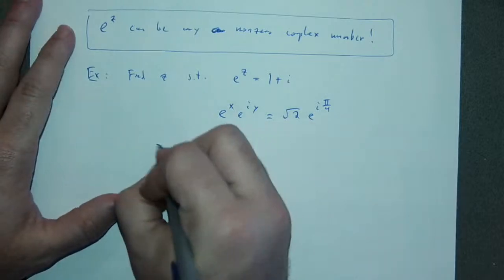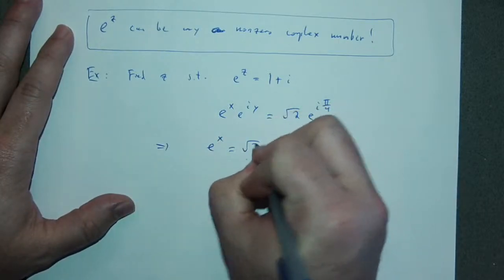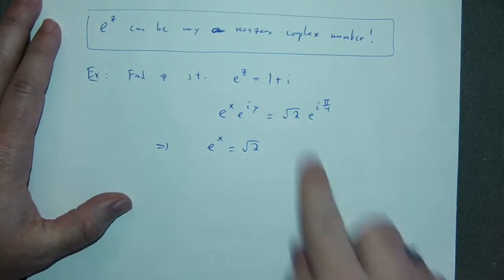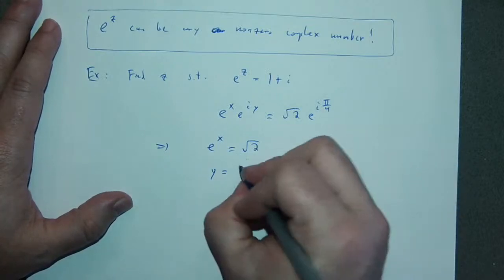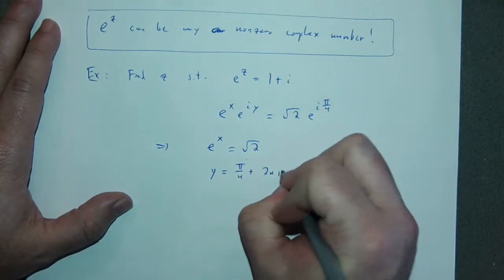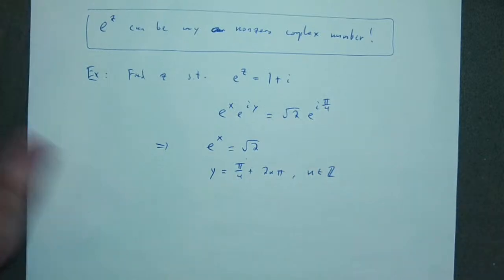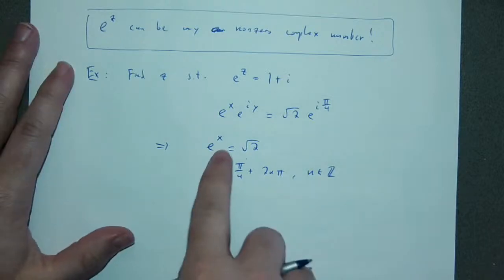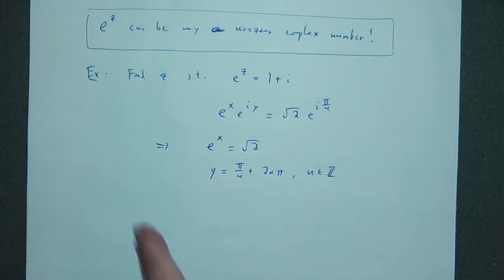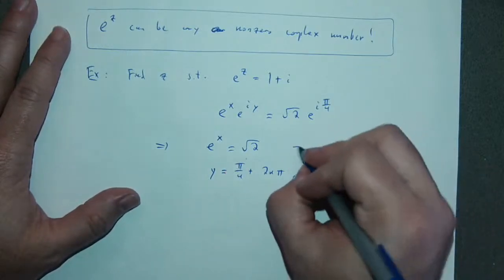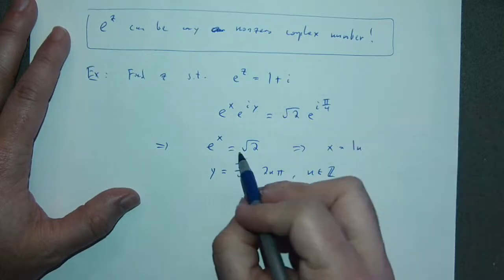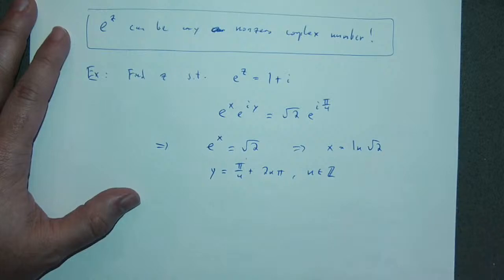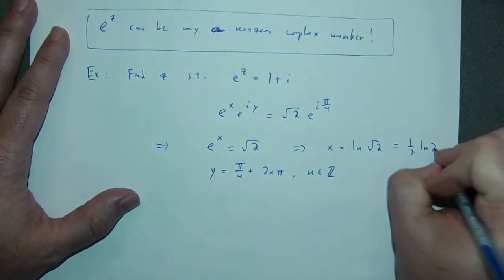Well, then what this means is that e to the x is square root of 2. And of course, y is the argument of this, which, considering this generally, is pi over 4 plus 2n pi, for n an integer. Well, we already know what the inverse function of e to the x is for real valued things. And so this implies that x is equal to ln of square root of 2, which we could use log rules to write as 1/2 ln of 2.